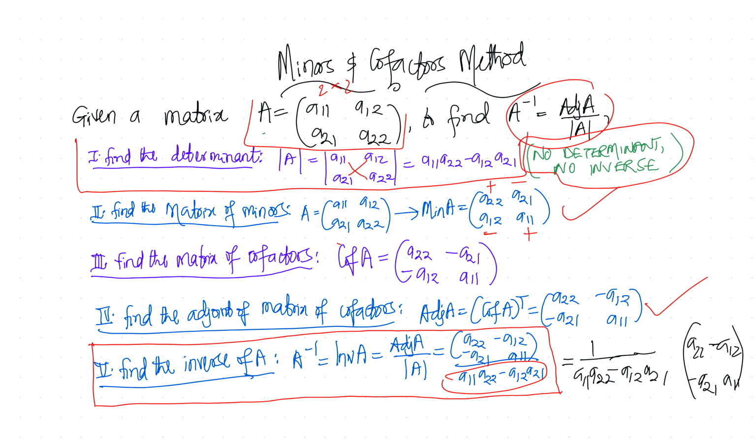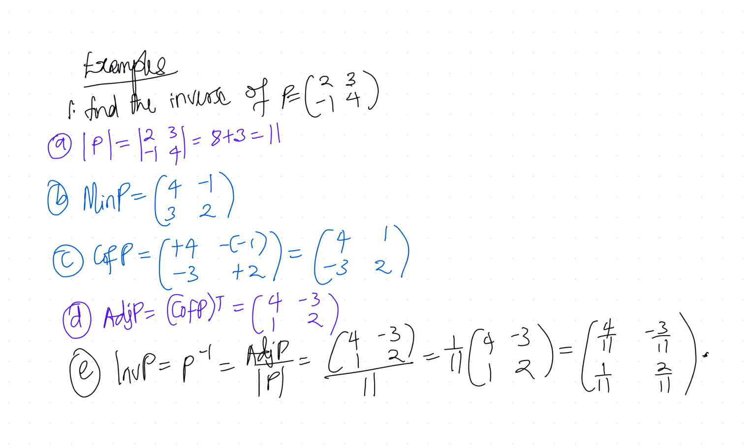So let's look at some actual examples. Like you already know, you can only find the inverse of a square matrix: 2 by 2, 3 by 3, 4 by 4, and so on. For a rectangular matrix, where the number of rows is not equal to the number of columns, you cannot find the inverse. So let's deal with this 2 by 2 matrix. You want to find the inverse of P, which is 2, 3, minus 1, 4. How do you find the inverse of this using the minors and cofactors method?